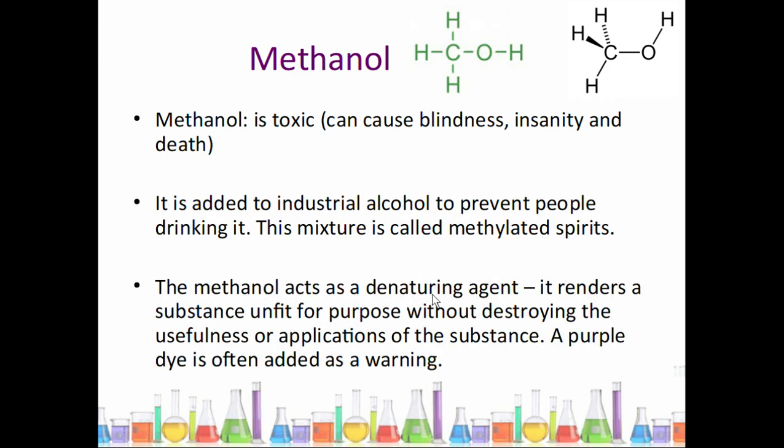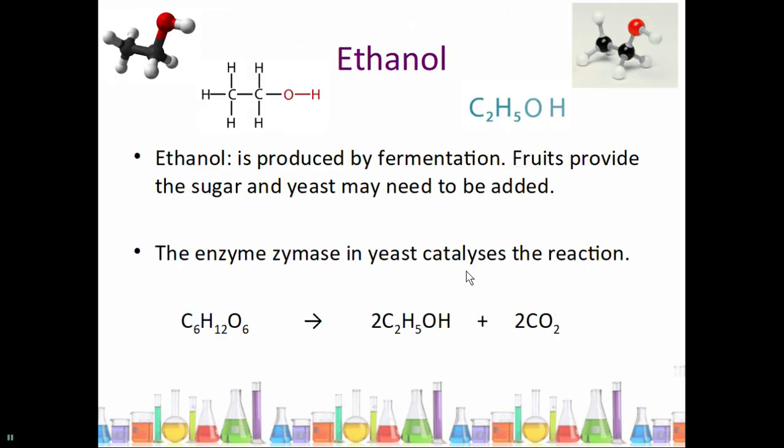Methanol acts as a denaturing agent. It renders a substance unfit for purpose without destroying the usefulness or applications of the substance. So it's added to industrial alcohol. The industrial alcohol retains its usefulness and its applications, but it's unfit for purpose as an alcohol to drink. A purple dye is often added as a warning. And up on top here, just a couple of different ways you could draw out the structure of methanol.